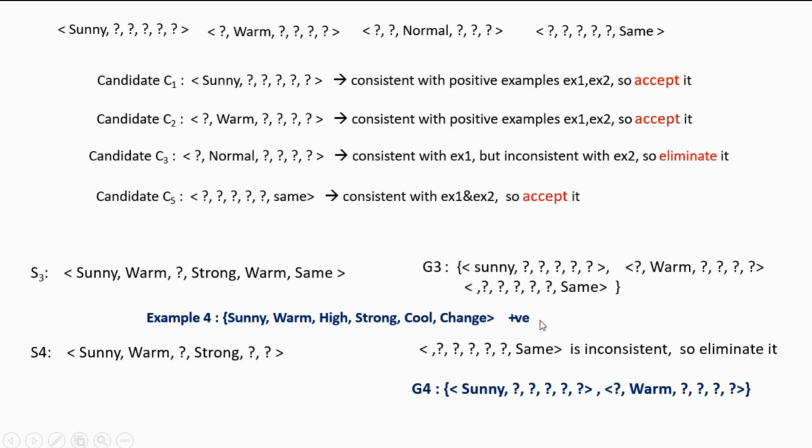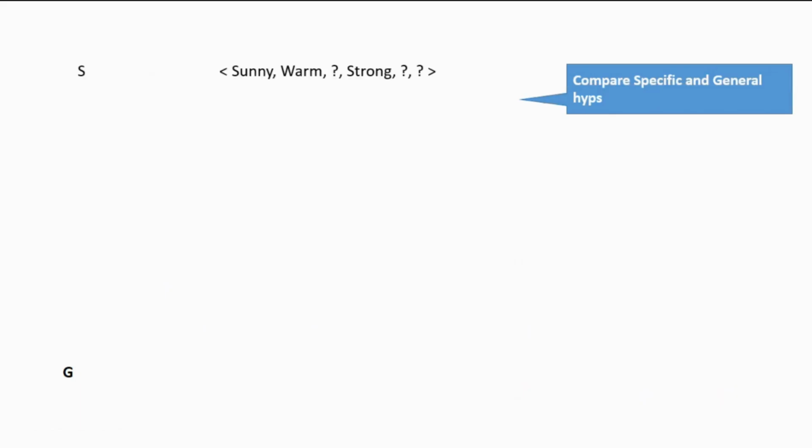So after considering the fourth example, this candidate hypothesis will be kept. Only two hypotheses are consistent with all examples. So G4 will have only two hypotheses like this, right? Now next we have to map the S boundary with the G boundary, right? We have to create the final version space. The G boundary has two hypotheses, and the S boundary has only one hypothesis.